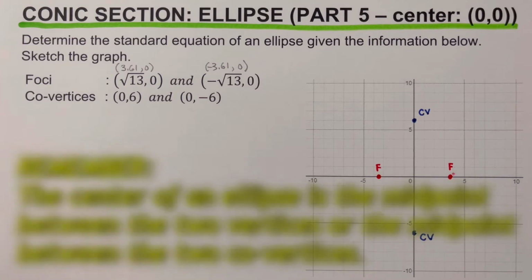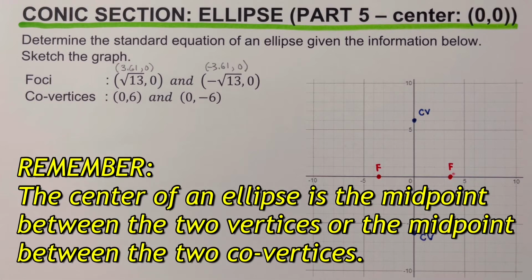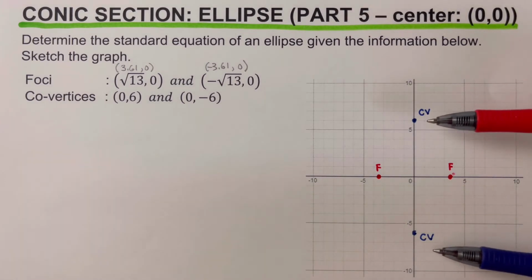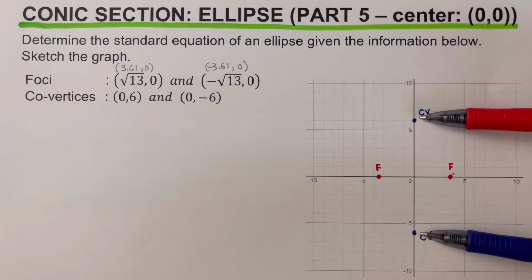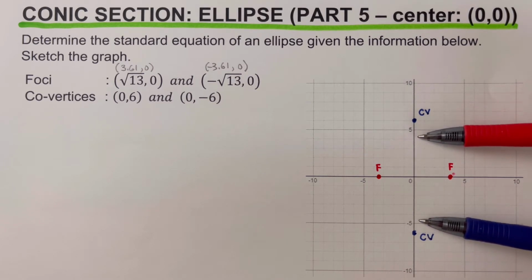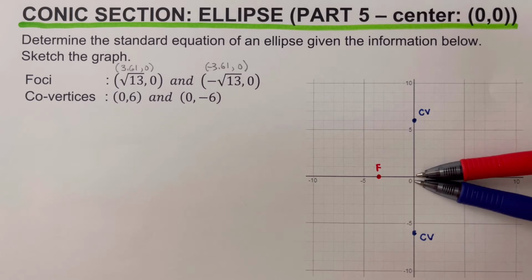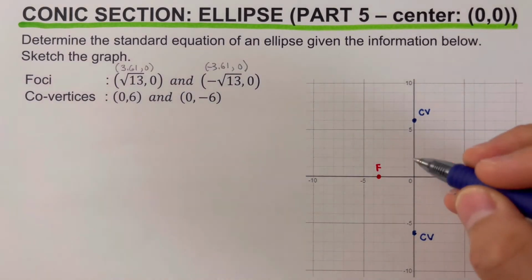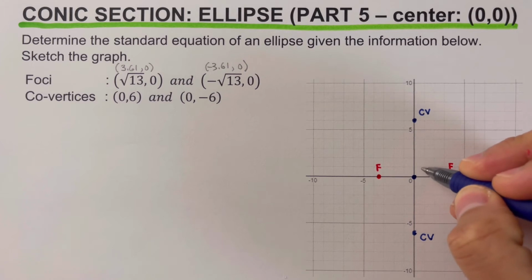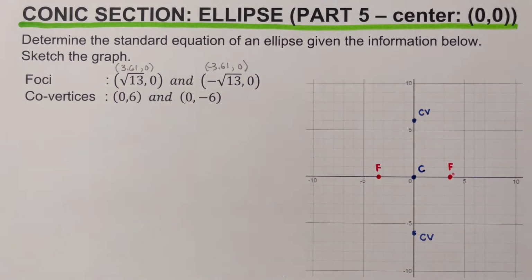Now, we remember that the center of an ellipse is the midpoint between the two vertices or the two co-vertices, or the midpoint between the two foci. So from here, we can go ahead and use the midpoint formula to determine the midpoint between these two co-vertices. Or we can just go ahead and trace it. Our center right here is at the point of origin, or 0, 0. Again, we can use the midpoint formula to determine the center. It's still going to be the same by tracing it up. So we go ahead and label this point right here as our center.